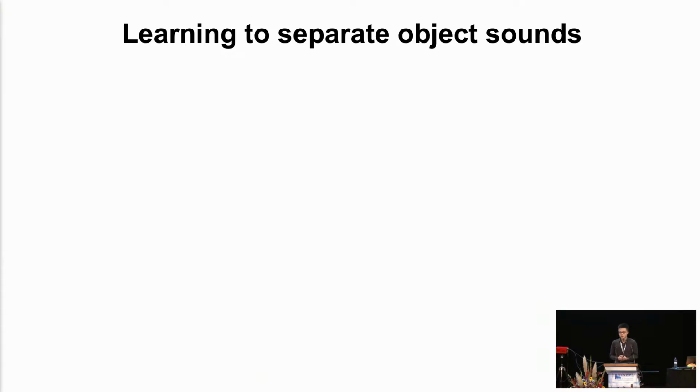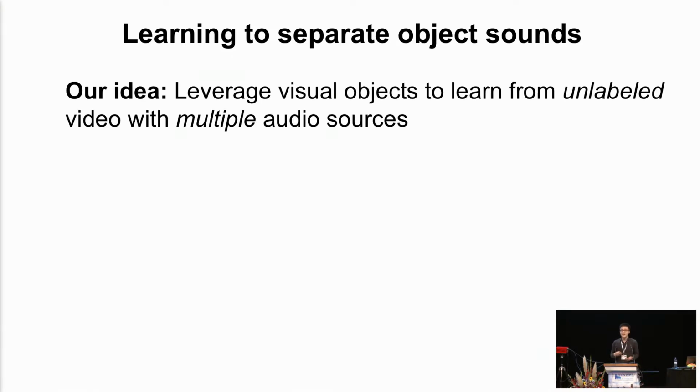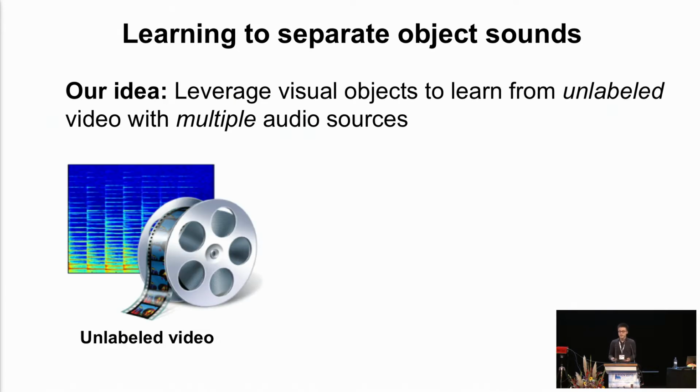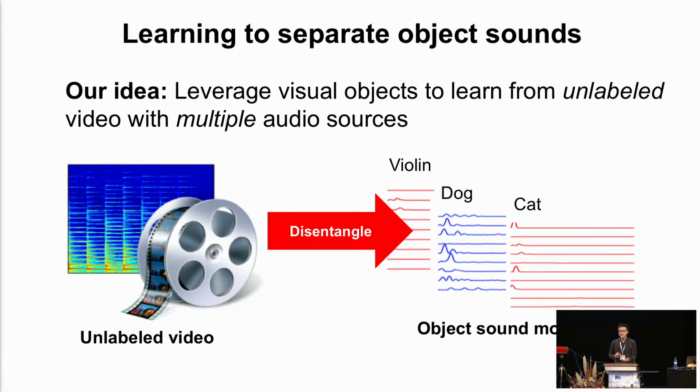And we would like to learn to separate object sounds by leveraging video objects. And we want to learn from unlabeled video with multiple audio sources. And this unlabeled video would have multiple objects making multiple sounds at once. We would like to get models for the sounds that each type of object makes. So this is our goal. And then I will show how we accomplish this and some of our results.